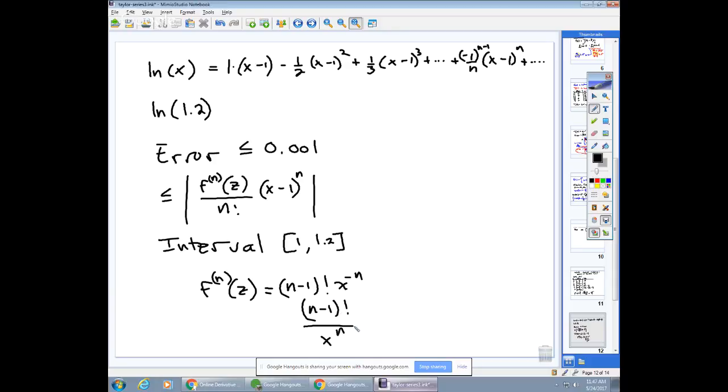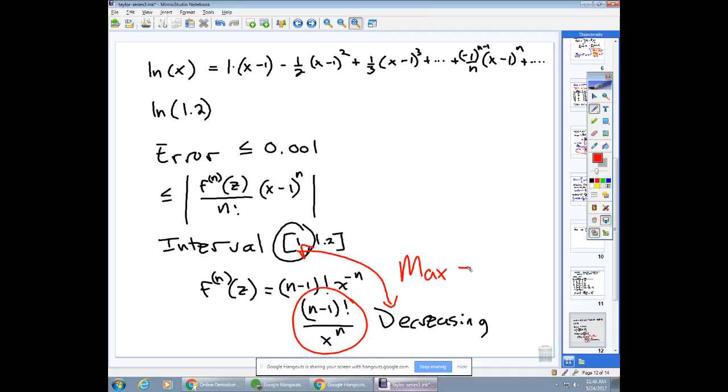Now, this is a decreasing function, right? It's going to be asymptotic at the origin. If it's a decreasing function, where does the max have to happen on my interval? It has to happen at 1. Yeah, so that's kind of nice. Unlike that crazy sine function we were looking at earlier, where it was really hard to figure out what it was doing, this one's pretty straightforward because it's a decreasing function. So we know that the max happens at 1, and the max has to be n minus 1 factorial.